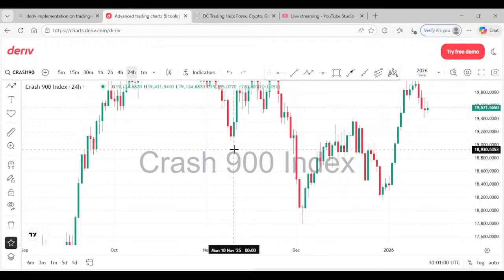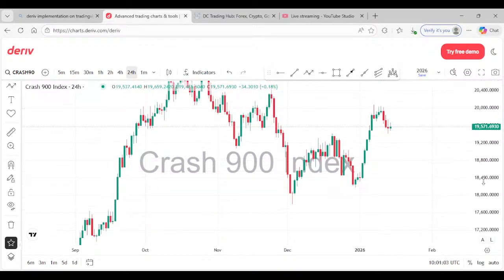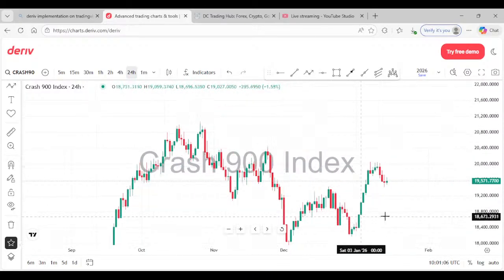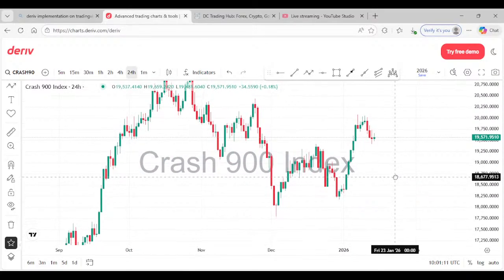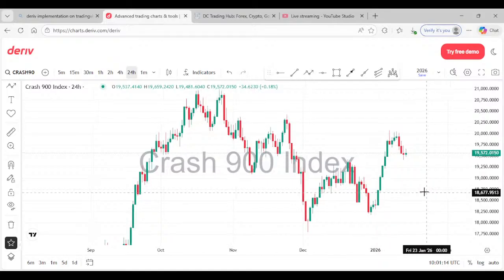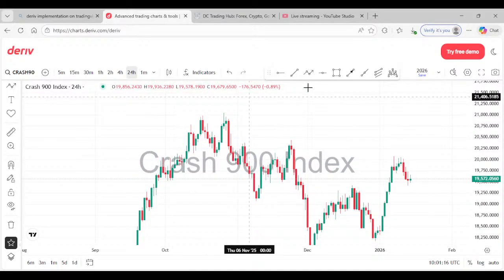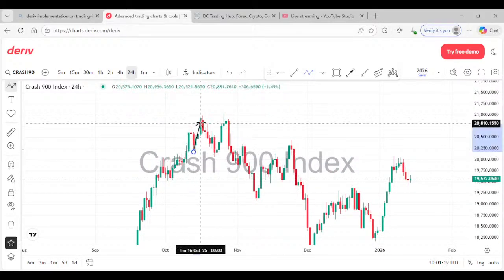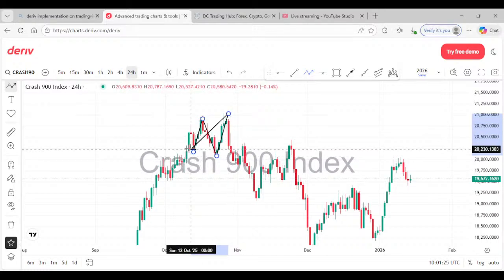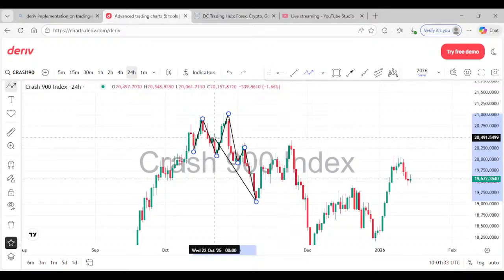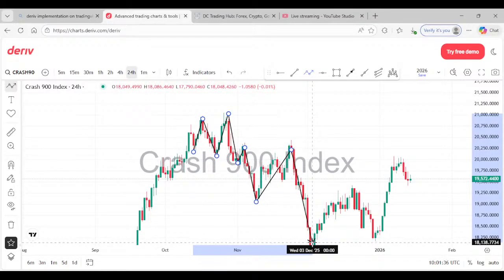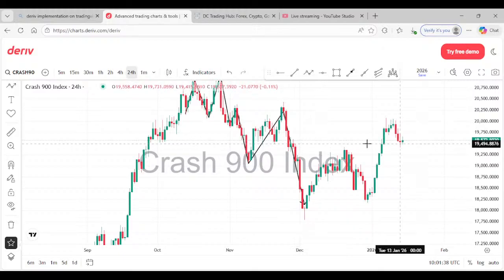Okay, let me try to minimize. Okay, price has been moving up. Then we had a rally upwards, and then price dropped, came upwards, and then price was able to break this level, and it came back, made a retest, then it dropped, and then it pushed upwards, came again to the same zone, and then it dropped downwards. So this is what we have.